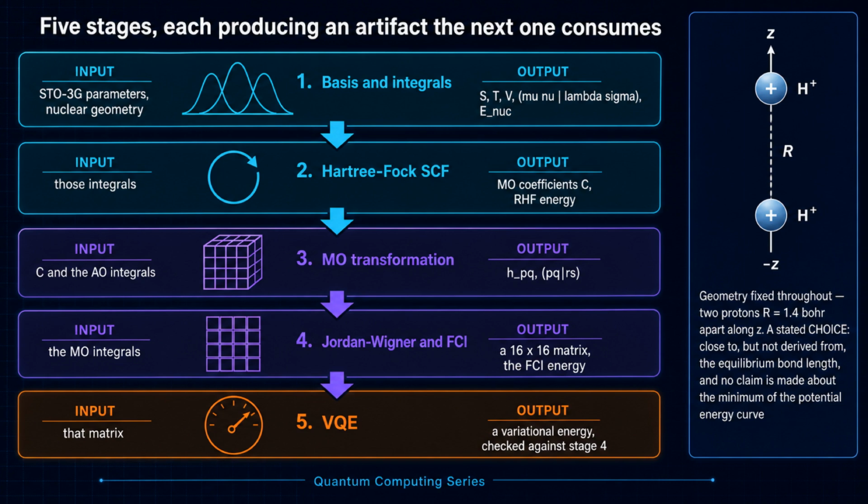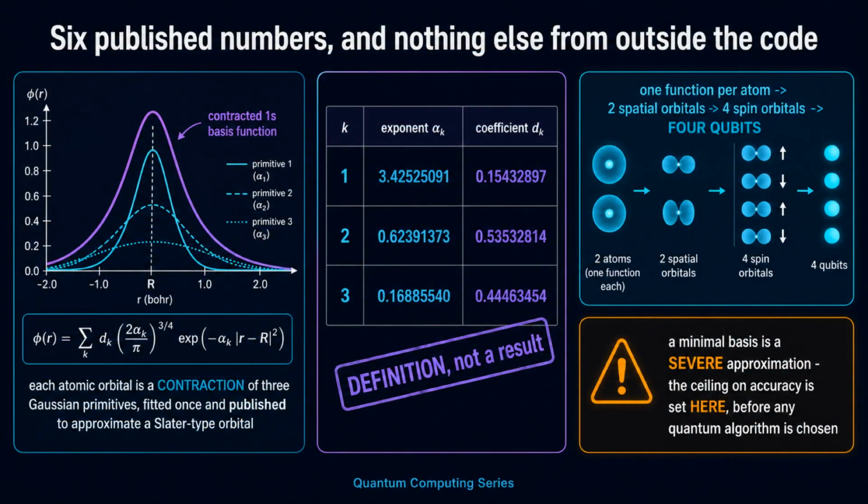The geometry is fixed throughout, 2 protons 1.4 Bohr apart. That is a stated choice, not a derived equilibrium bond length. A basis set is a fixed list of functions in which molecular orbitals are expanded. STO-3G is the smallest useful one. Each atomic orbital is a contraction of 3 Gaussian primitives, fitted once and published. For hydrogen, there is exactly 1 basis function per atom, and 6 numbers define it, 3 exponents and 3 coefficients. Those 6 are the only quantities in this chapter taken from outside the code.